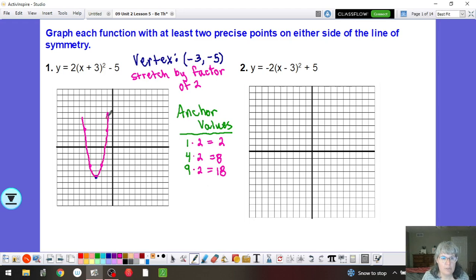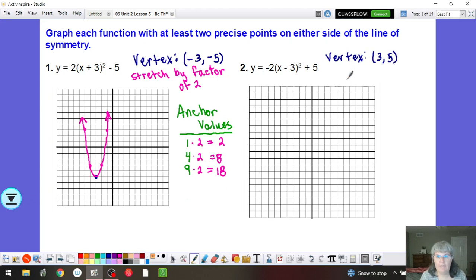Make sure that it's a curve at the bottom and not a pointed V, because this is a curve, it's not a V. Now if we take a look at this next equation, we have all the same numbers, but some signs change. So for number 2, the vertex is going to be positive 3, positive 5.